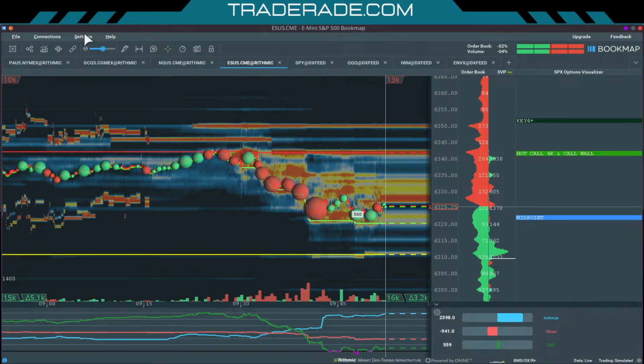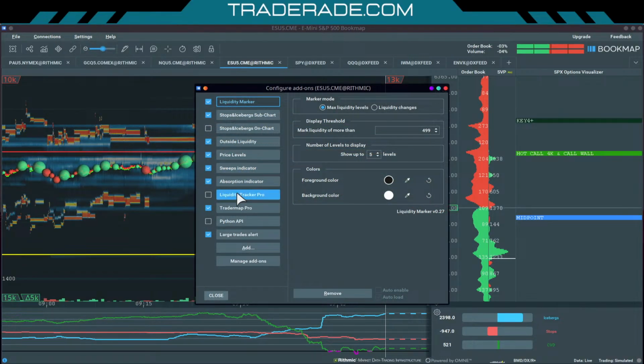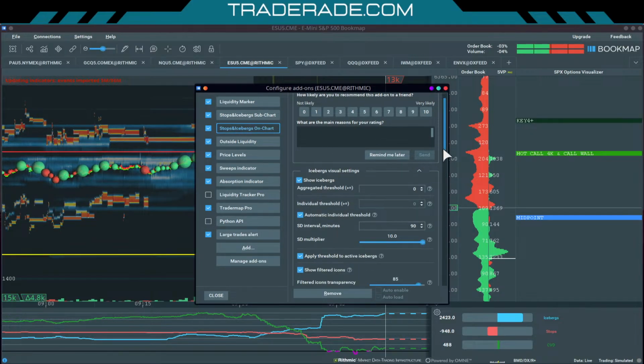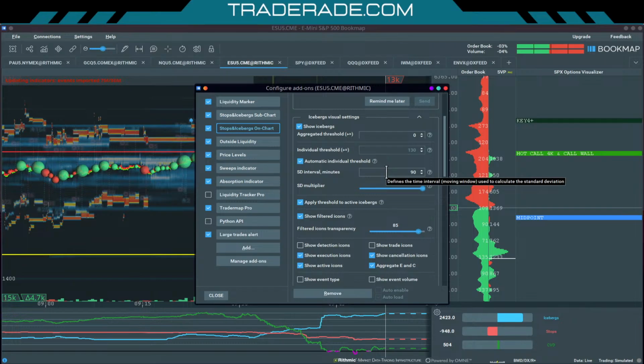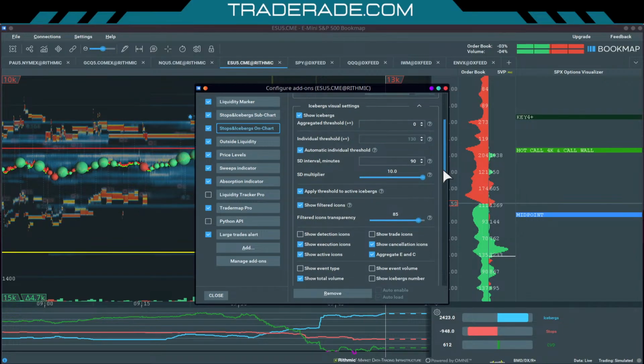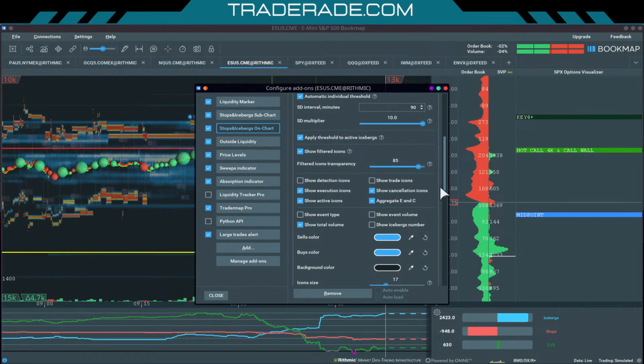And if you guys want to mirror these settings at home, so you only see the more important icebergs, you can set up your on chart icebergs. The way I like to do it is an interval of 90 minutes. So that's 90 minutes of sample data with a standard deviation multiplier of 10. And so that way you're only really seeing the ones that stand out. That can be quite helpful.